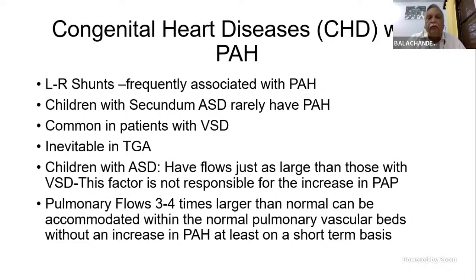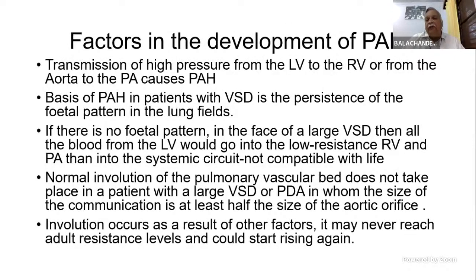Next slide. So we come to the factors in the development of pulmonary arterial hypertension, a little bit of theory, then we go to the clinical, hemodynamic approach. There is a transmission of pressure from the LV to the RV or from the aorta to the pulmonary artery, which causes pulmonary arterial hypertension.